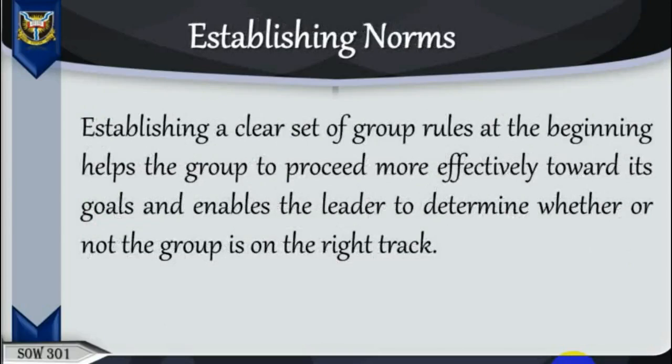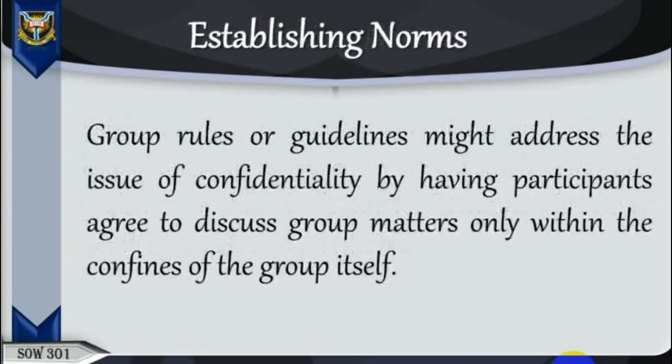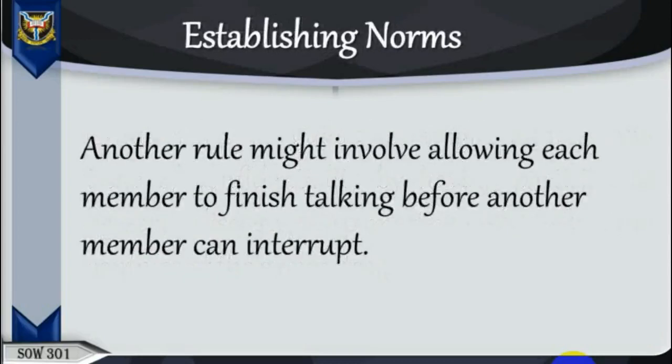Establishing norms. Establishing a clear set of group rules at the beginning helps the group to proceed more effectively toward its goals and enables the leader to determine whether or not the group is on the right track. Group rules or guidelines might address the issue of confidentiality by having participants agree to discuss group matters only within the confines of the group itself. Another rule might involve allowing each member to finish talking before another member can interrupt.